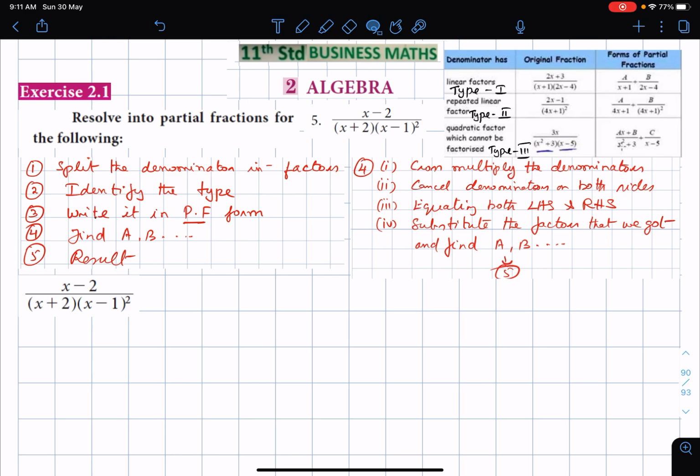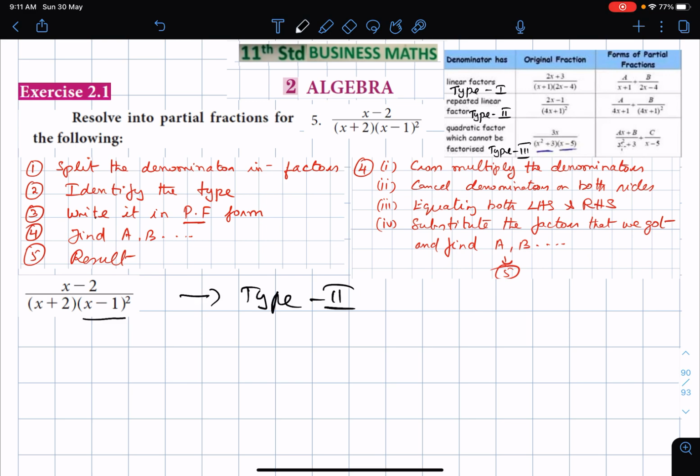We are going to do exercise 2.1, problem number 5: (x minus 2) by (x plus 2) into (x minus 1) the whole square. Here you have got your factors, you need not separate anything, but you have got repeating factors. The (x minus 1) the whole square comprises linear factors, so it comes under type 2.